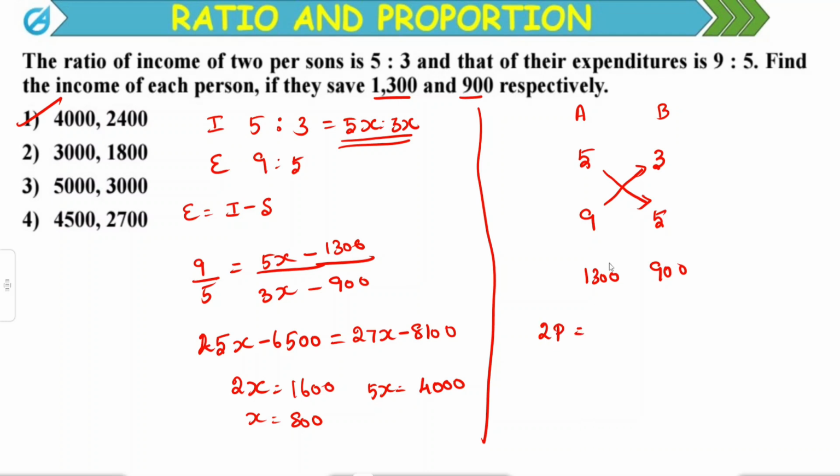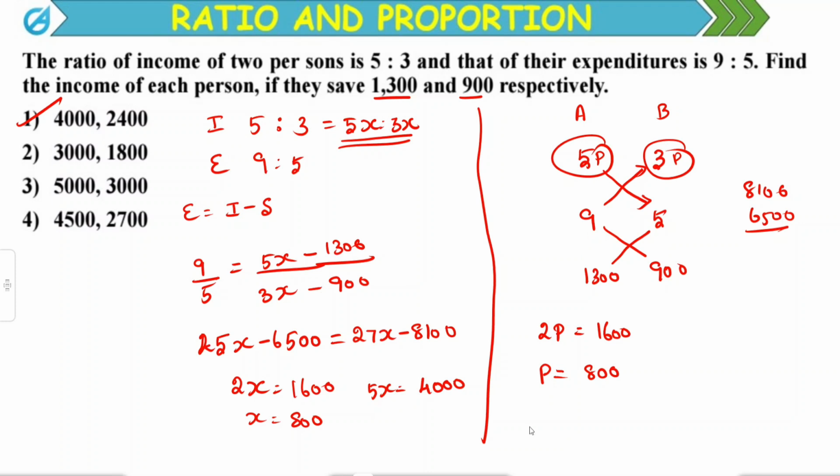2 parts. Next, 9 nines are 81, so 8100. 13 fives are 65, so 6500. So 8100 and 6500, what is the difference? 1600. So from this, what we need to calculate is the 5 part and 3 part. If 2 parts is 1600, what will be the value of 1 part? 800. But we need to calculate 5 parts, so 5 into 800, 4000. Similarly, 3 parts, so 3 into 800, 2400. So the answer will be 4000 and 2400 again.